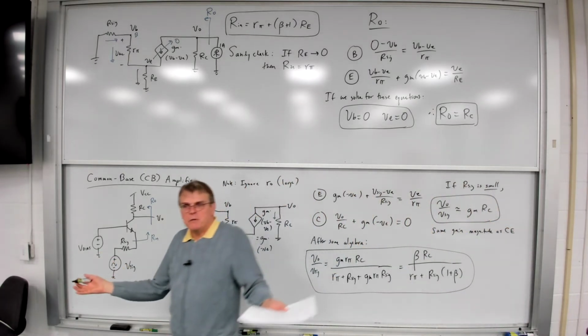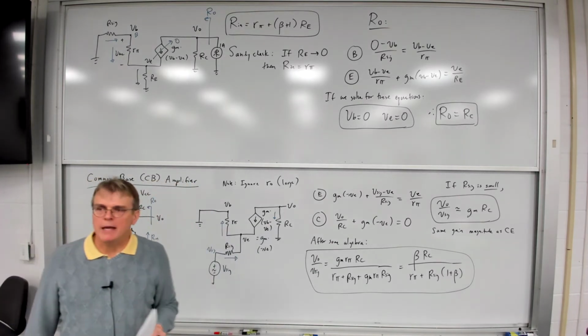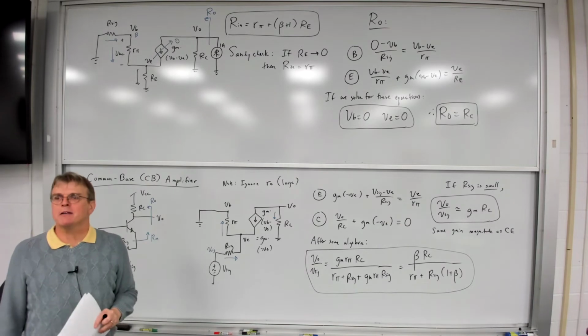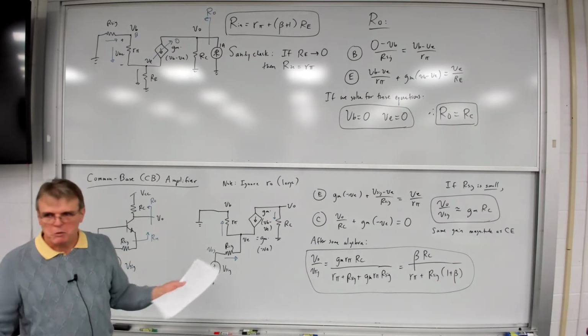No surprise there. We saw that before with the common source versus common gate. Same thing. Same gain magnitude. It's just that we don't have the minus sign in front of it anymore. No surprise there.